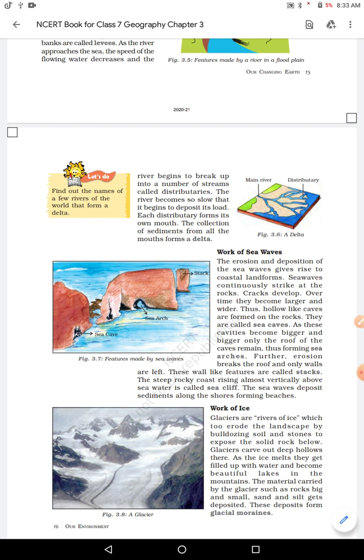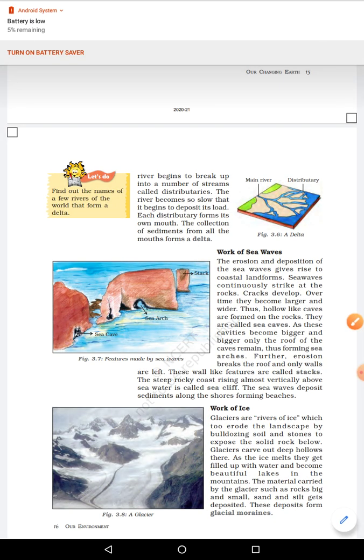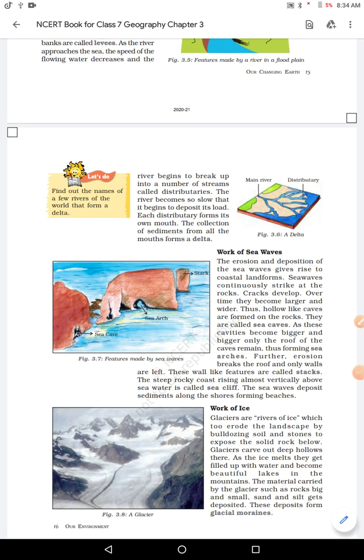Sea waves continuously strike at the rocks. Cracks develop over time. They become larger and wider. Thus, hollows like caves are formed in the rocks. They are called sea caves. Okay, the waves of the sea hit that rock, and eventually, over time, it forms sea caves. As these cavities become bigger and bigger, only the roof of the cave remains, thus forming a sea arch, right?